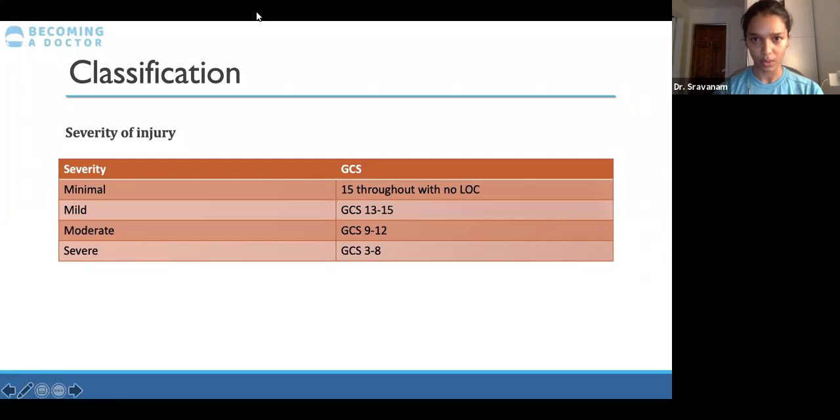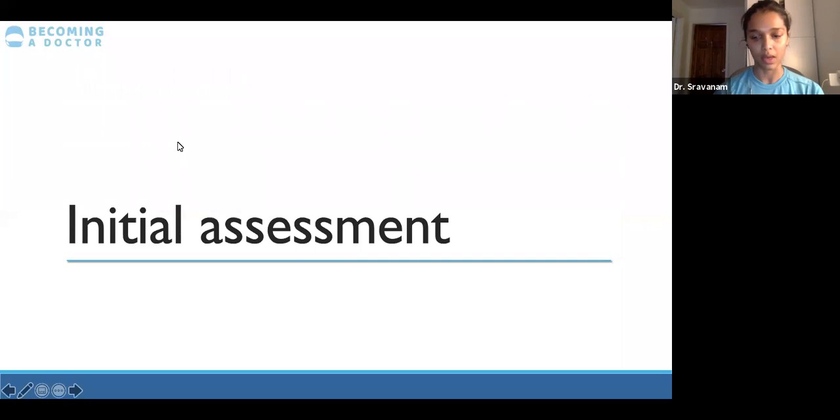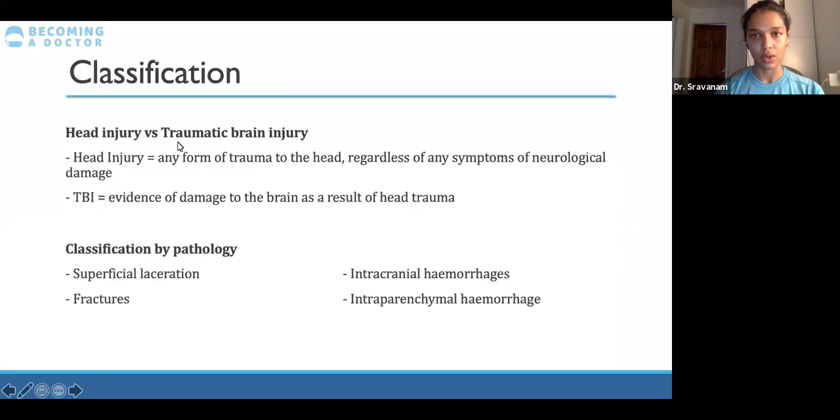I think I have a question, but I can't seem to see it. We'll come back to it later. If whoever's typed the question wants to put it into the chat, then I can answer it there. So these are the 3 types of general classification of head injury that we can use.